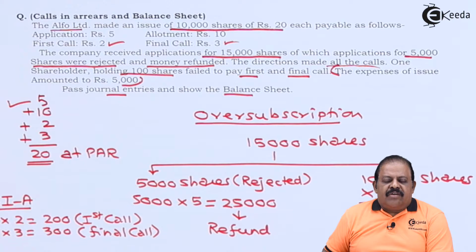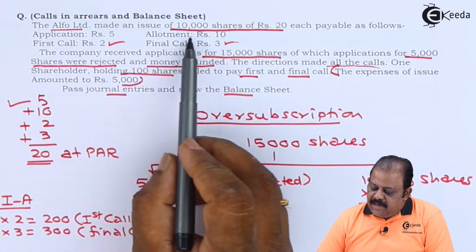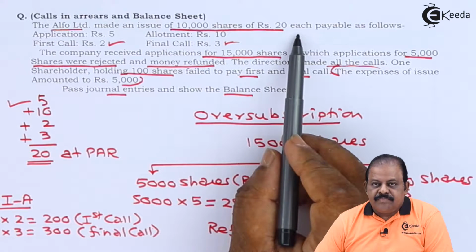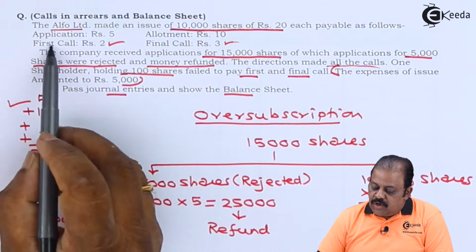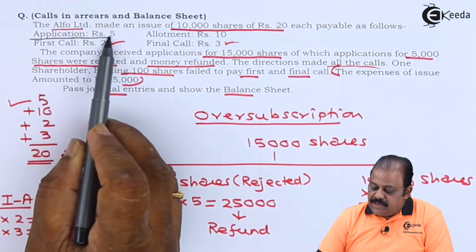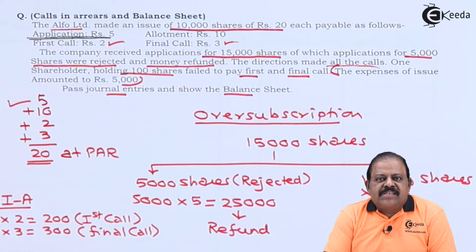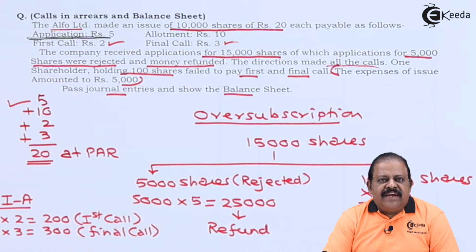Let us open the journal. The Alfo company made an issue of 10,000 shares of rupees 20 each, payable as follows: on application rupees 5. So our first stage of doing the problem is considering the application stage. Here company receives application amount along with applications for shares from the members. So our first entry will be for receiving application amount.